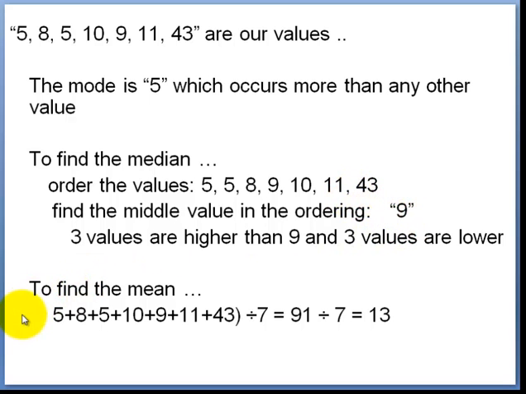And here's the formula for the mean, which you perhaps recall from earlier study. We simply add together the values and divide by the number of cases. So the values summed to 91, we divide by 7. Our mean is 13.